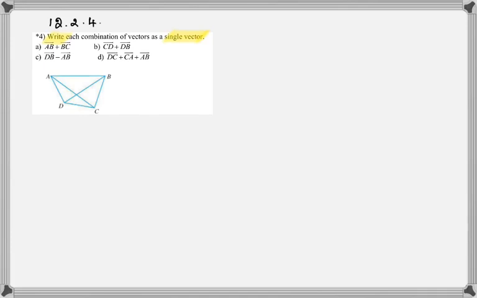A. Vector AB plus vector BC. B. Vector CD plus vector DB. C. Vector DB minus vector AB. D. Vector DC plus vector CA plus vector AB. The following figure is given to us.